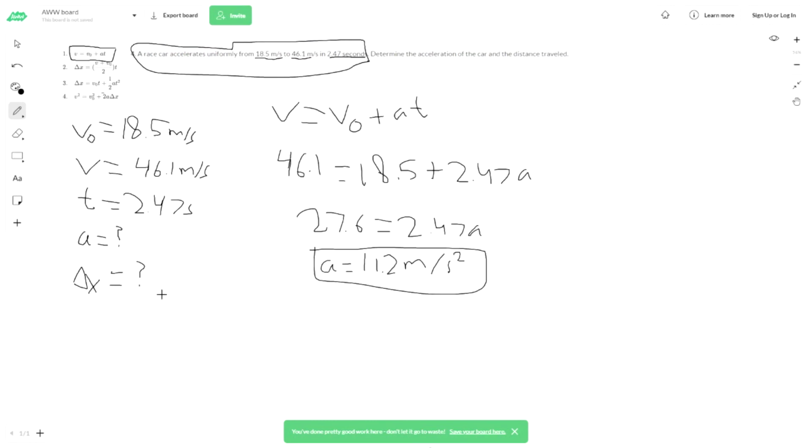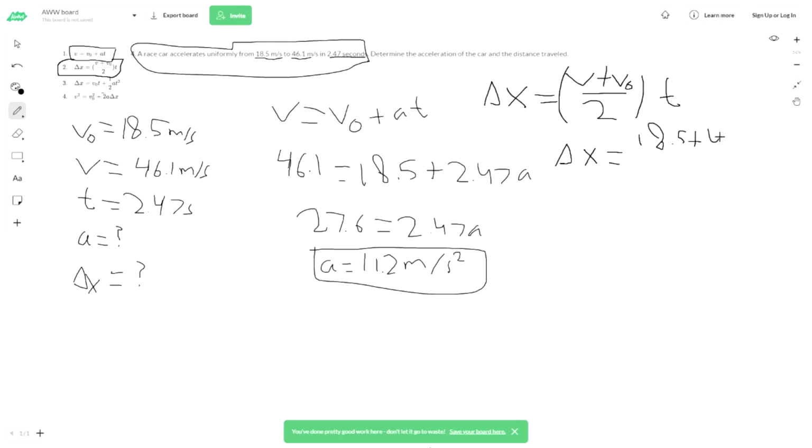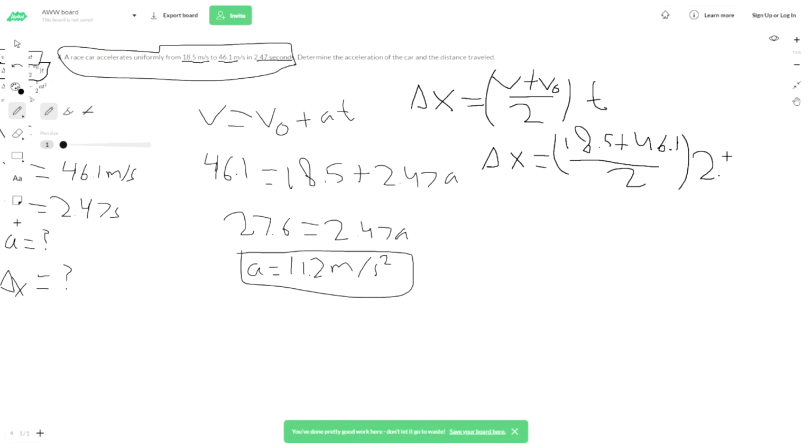Okay, now for solving for the distance traveled, we're going to want to use the givens that we have again. So we're going to find an equation that does not incorporate the acceleration, and we can find that that will be equation number 2. So we have the change in x equals final velocity plus initial velocity, divided by 2, multiplied by t. Now we can substitute in our values: 18.5 plus 46.1, the order of this doesn't matter because it's addition, multiplied by 2.47.